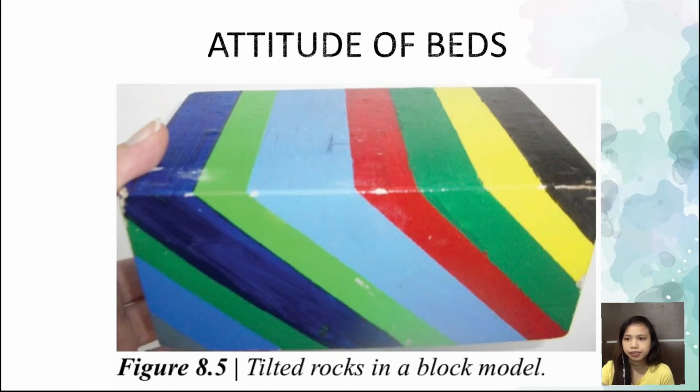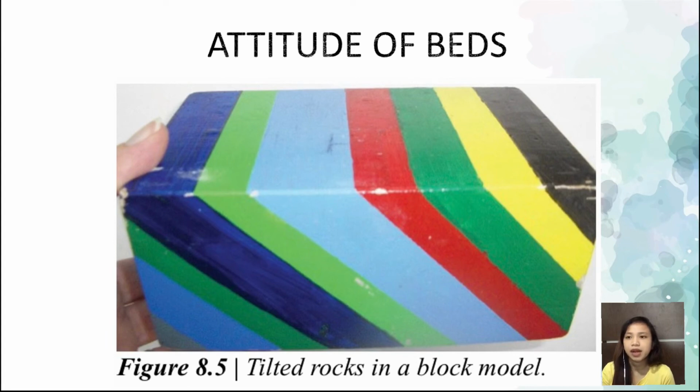Tilted rocks in a block model. Each of the boundaries between the colored rock units in the figure represents a geological contact, which is the planar surface between two adjacent rock units. Earth's rock layers are often complicated. Rock layers are often tilted at an angle, not horizontal. This indicates that changes have occurred since deposition. For example, the rocks have been uplifted by tectonic activity and tilted.